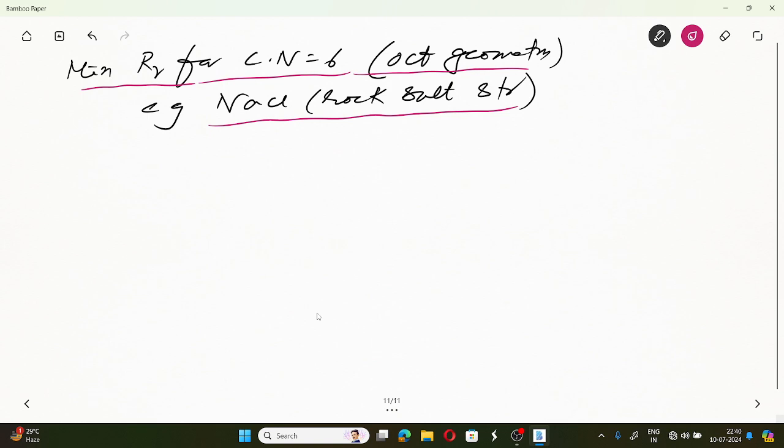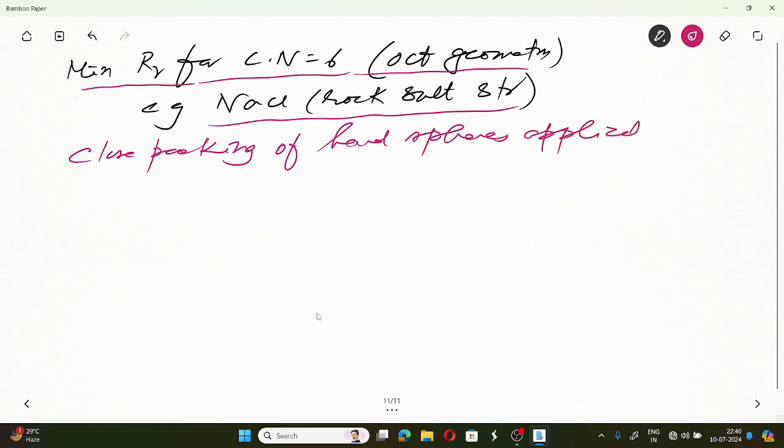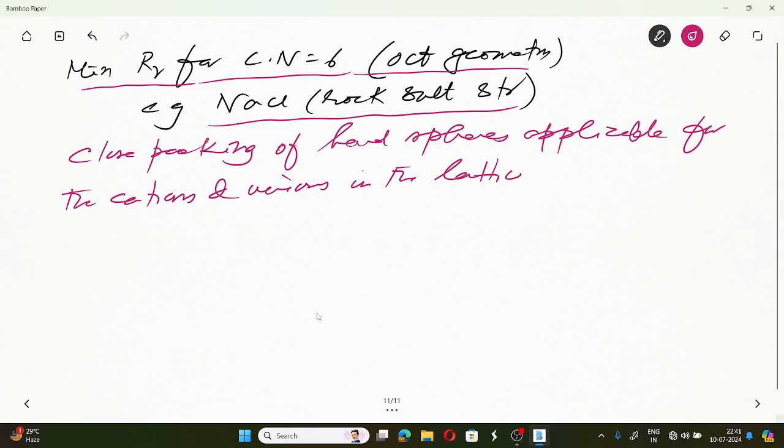Okay, so now if you look at the octahedral geometry, once again close packing of hard spheres has to be mentioned. Of hard spheres, applicable for the cations and anions in the lattice. After saying this, next we shall proceed. Always in all the cases we have to mention this first.